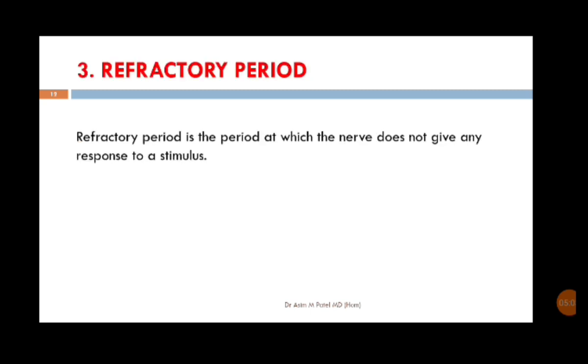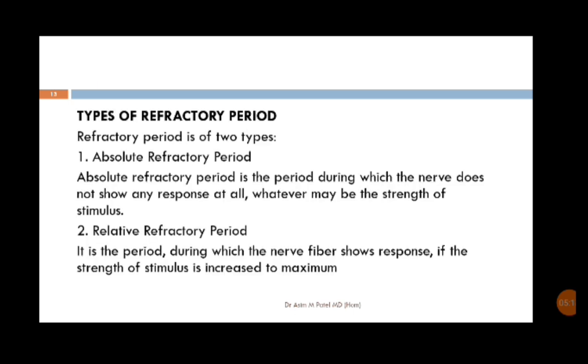And the third property is refractory period. Refractory period is the period during which the nerve does not give any response to a stimulus. There are two types of refractory period. One is absolute refractory period and the second is relative refractory period. Absolute refractory period is the period during which the nerve does not show any response at all, whatever may be the strength of the stimulus. And relative refractory period is the period during which the nerve fiber shows response if the strength of the stimulus is increased to maximum.